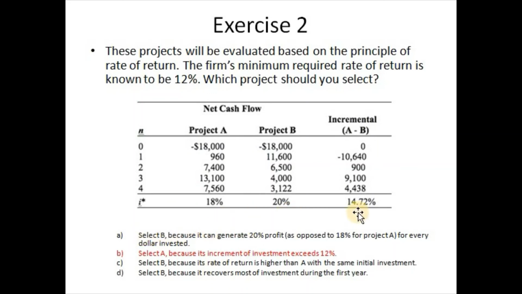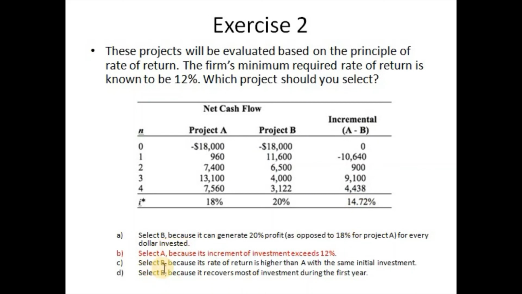And we realize that we do not select B, we will choose A. So this alternative is wrong. "Select A because its increment exceeds 12%." So the increment of A minus B, the IRR of the increment, exceeds 12%. That's why I chose A. This is the correct option.